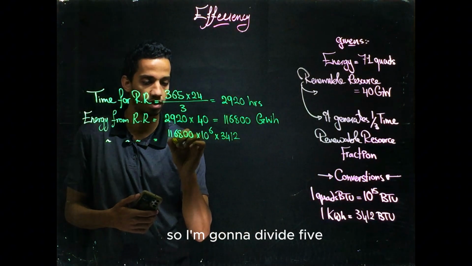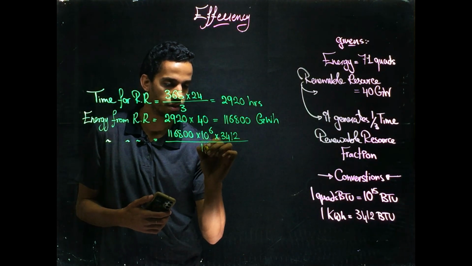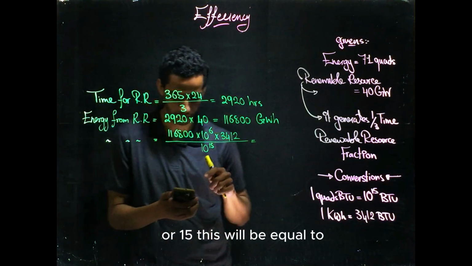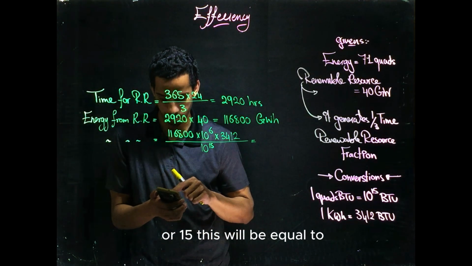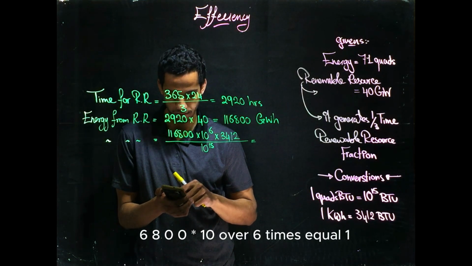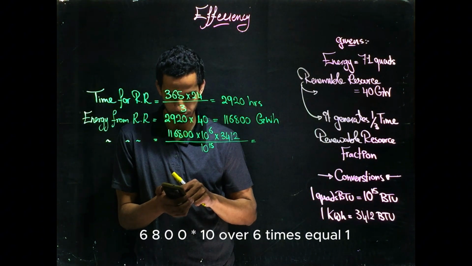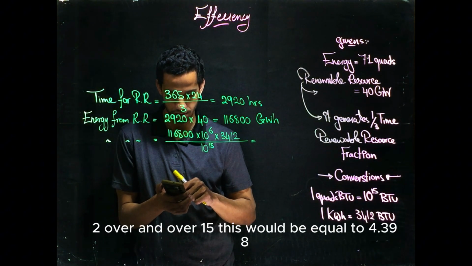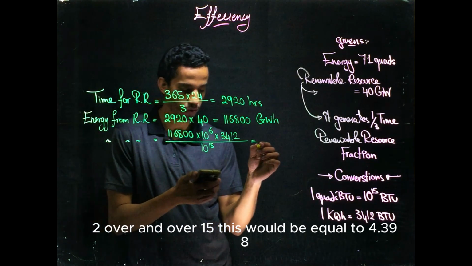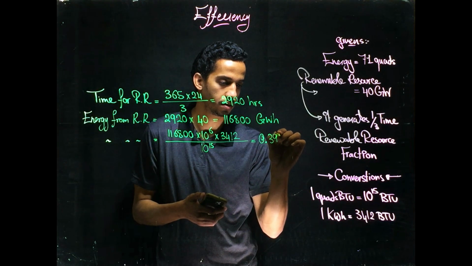So I'm going to divide it by 10 power 15. This will be equal to, let's use our calculator, 116800 times 10 power 6 times 3412 over 10 power 15. This would be equal to 0.398 quads.